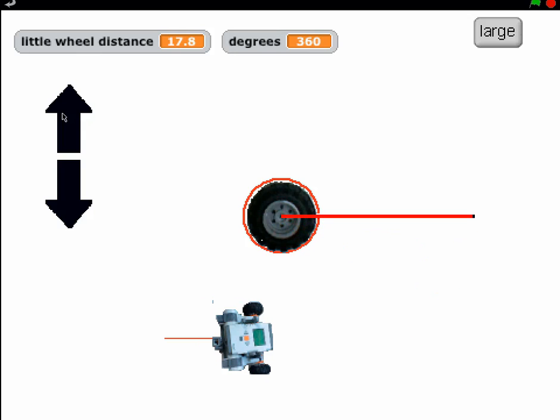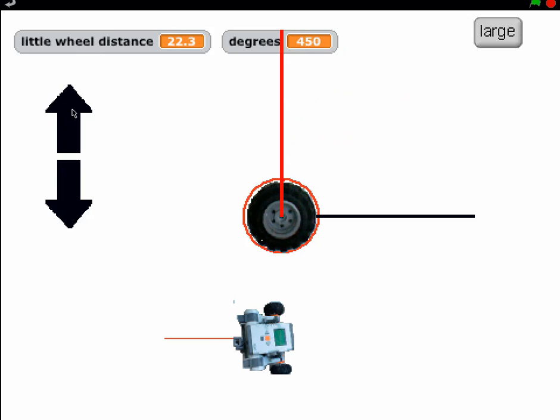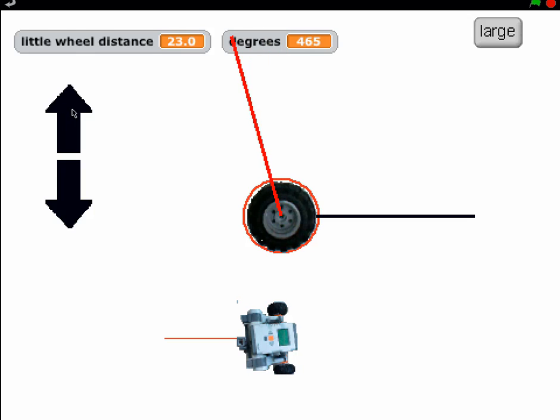So when I go one full rotation of the wheel, I've traveled this far, which is 17.8 centimeters, and that's 360 degrees. So I could keep going, and you can see my degrees are going above. They're now at 450, and the distance that my robot has traveled is 22 or 23.